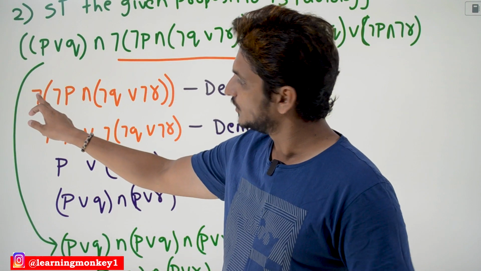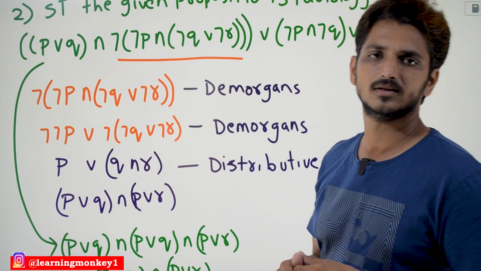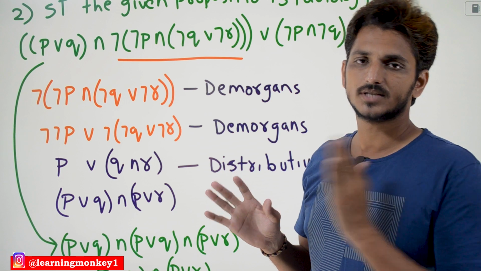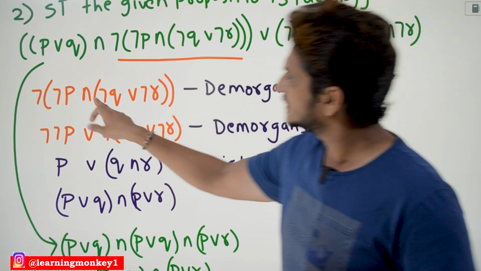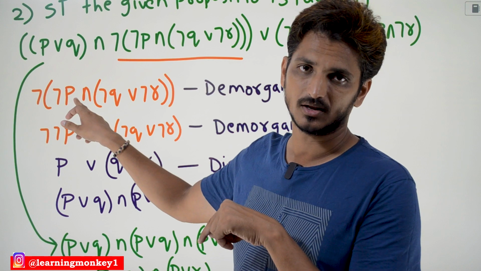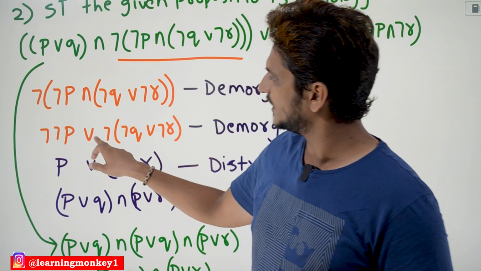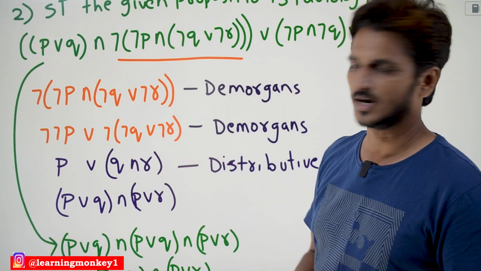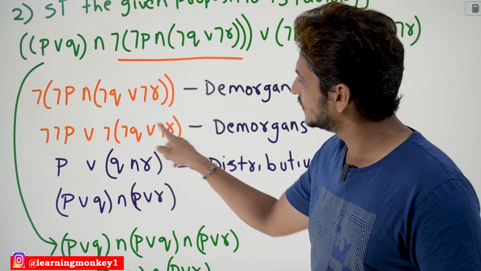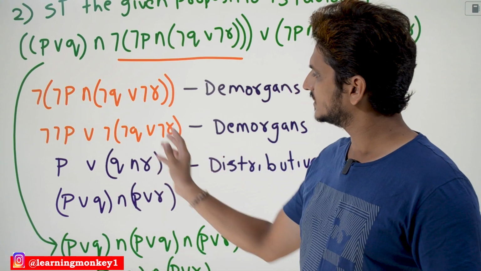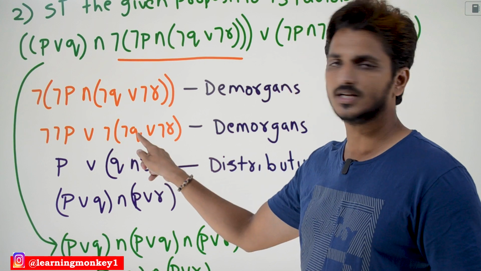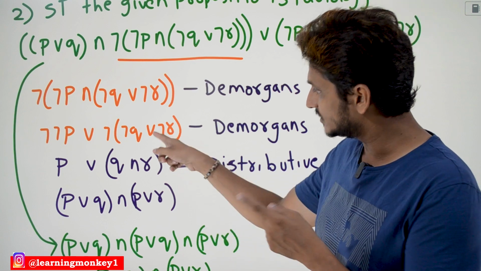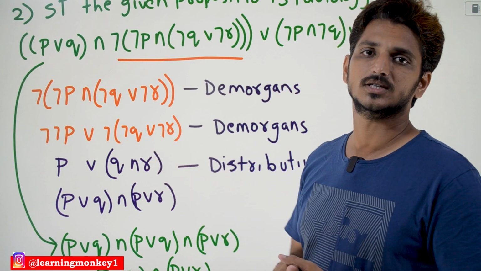If you take this negation inside, first get rid of that negation inside by using De Morgan's law. This conjunction will become disjunction. So negation of negation P, disjunction, negation of negation Q, disjunction, negation R. Again we have the possibility, if you take this negation outside, or you take this negation inside, you will get this disjunction as conjunction. This disjunction is going to be converted into conjunction.